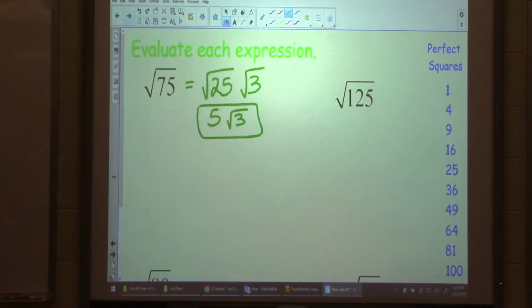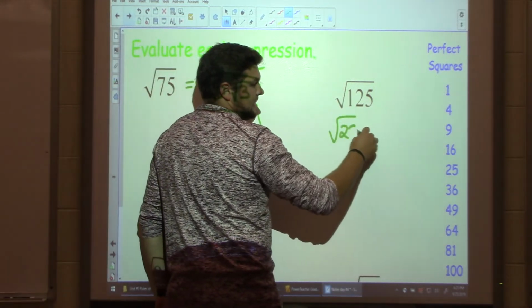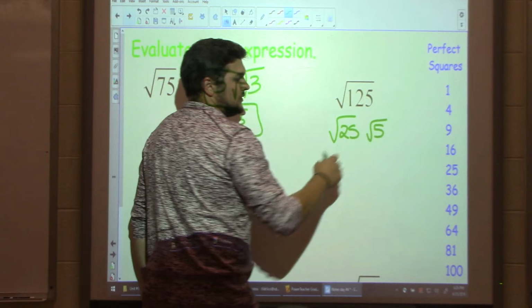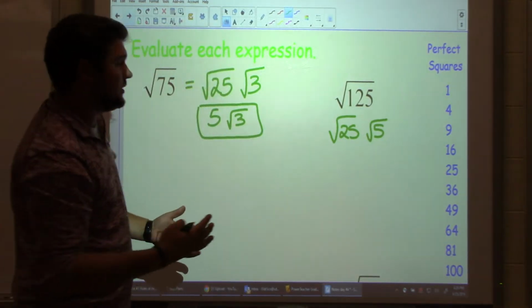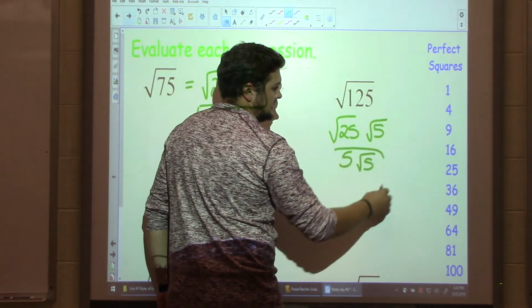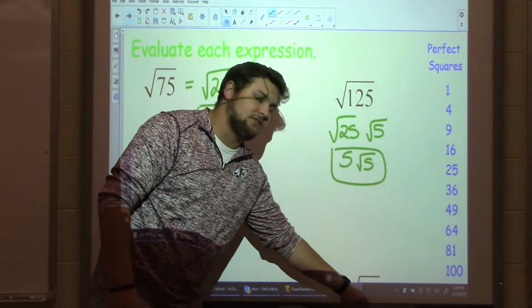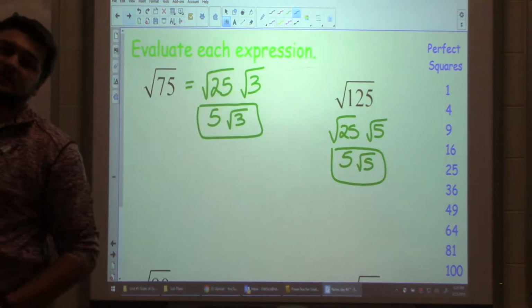Alright, same thing, square root of 125. Take out the biggest perfect square. In this case, it's 25 again. Square root of 25 times the square root of 5. Well, square root of 25 is 5. And the square root of 5 stays the same because it's not a nice number. So we're taking that biggest square root, we're breaking it out, figuring out what the factor is with it. That gets us to our original number.